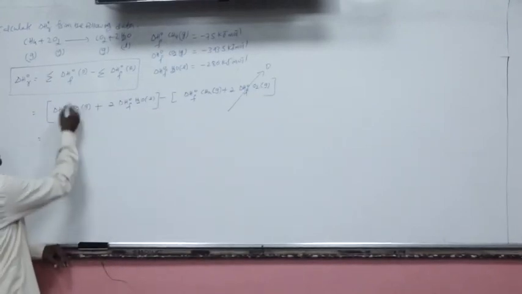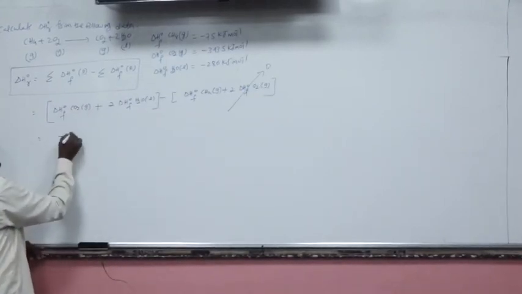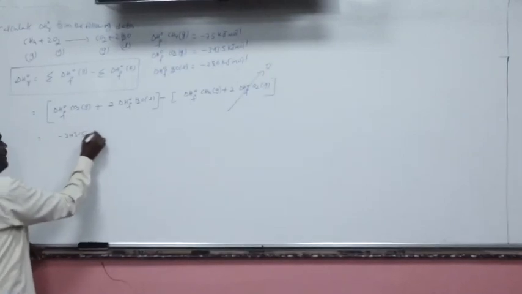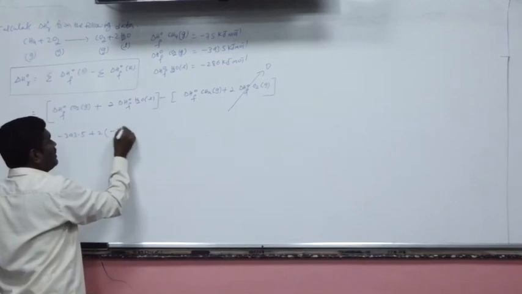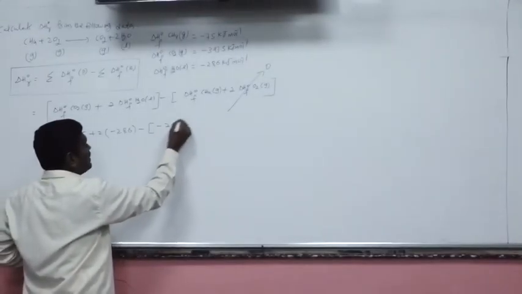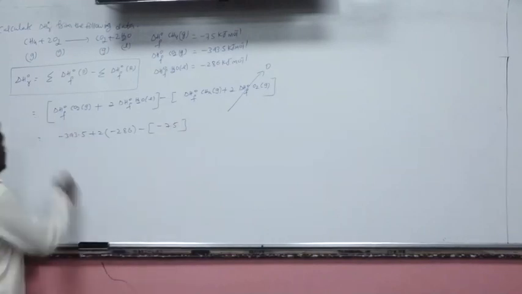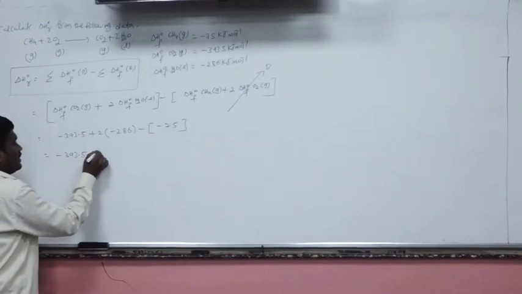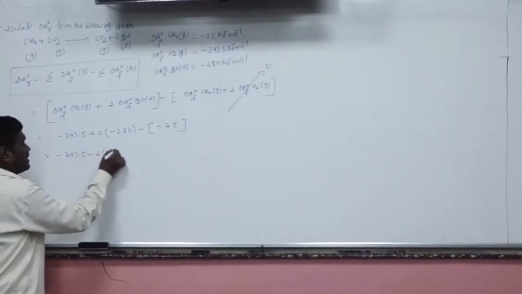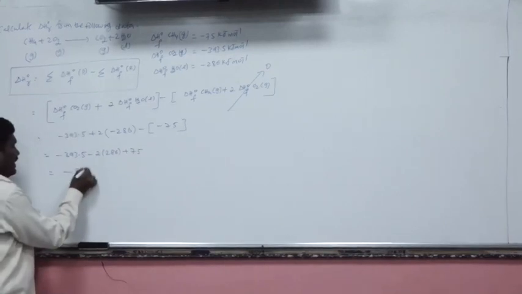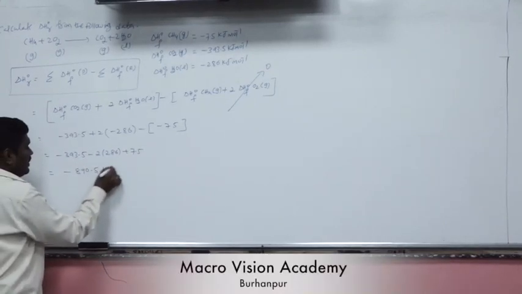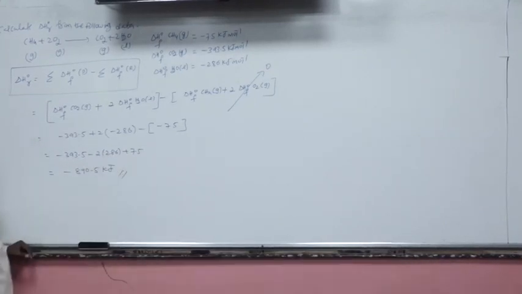Now what is the value of standard enthalpy of formation of CO2 gas? Plus 2 into standard enthalpy of formation of liquid water, minus standard enthalpy of formation of gaseous methane. So minus 393.5 minus 2 into 286, minus of minus plus. So approximately minus 890.5 kilojoule. Isn't it?